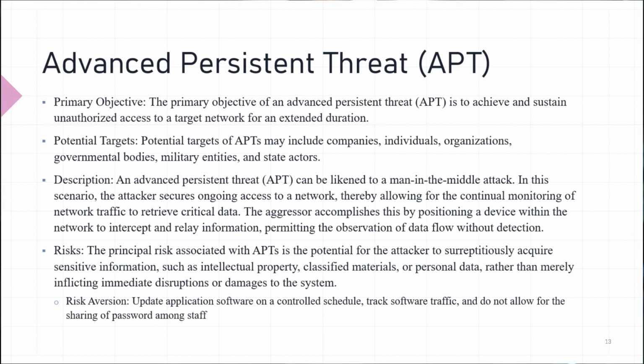APT. The primary objective of an advanced persistent threat is to achieve sustained, unauthorized access to a targeted network for an extended duration. An advanced persistent threat can likely lead to a man-in-the-middle attack. In this scenario, the attacker secures ongoing access to a network, thereby allowing for continuous monitoring of network traffic and retrieving critical data. This is accomplished by positioning a device within a network to intercept and relay information and observe data flow without detection.